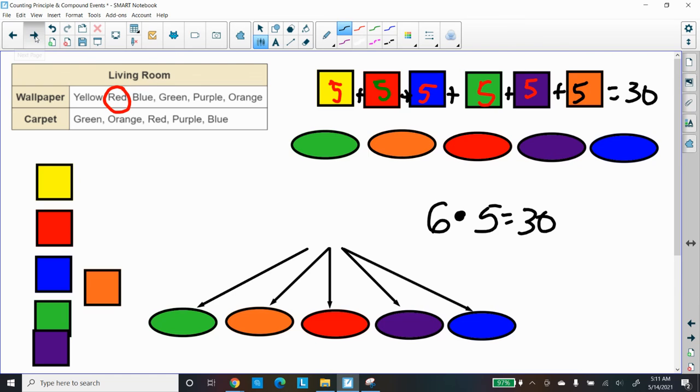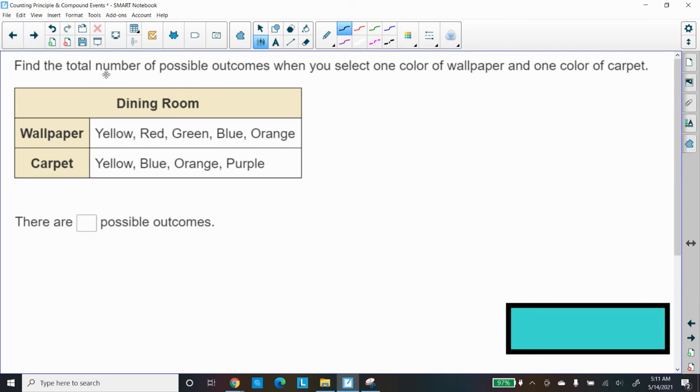Let's try again. Maybe you didn't get it. Find the total number of possible outcomes when you select, again, one color of wallpaper and one color of carpet. So here we got yellow, green, red, blue, and orange wallpaper, and we have yellow, blue, orange, and purple carpet. See if you can get the answer. So pause the video and see if you get the answer this time.